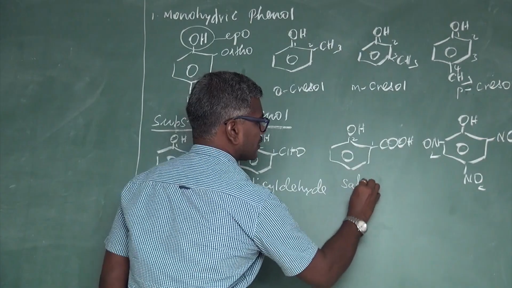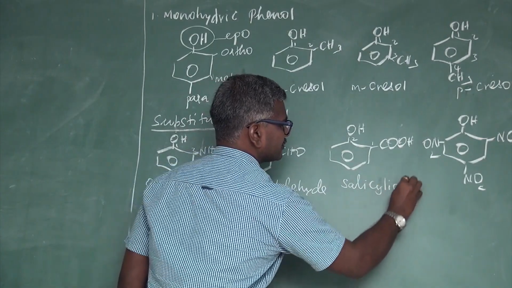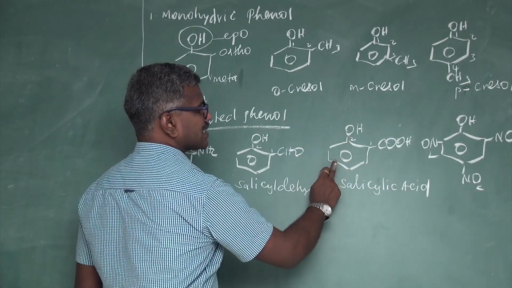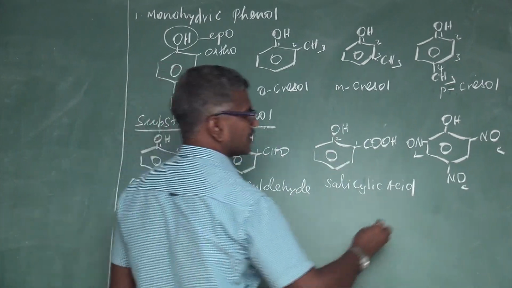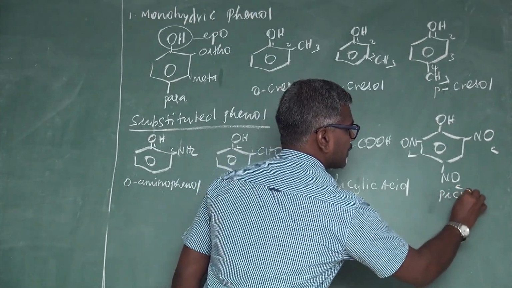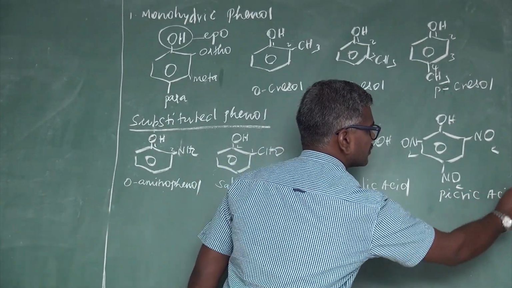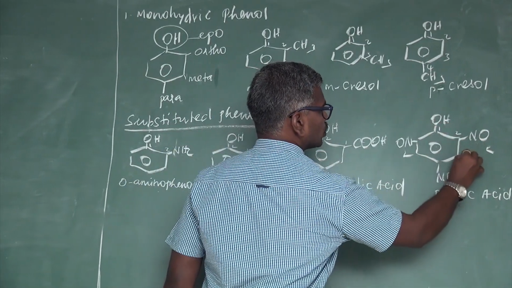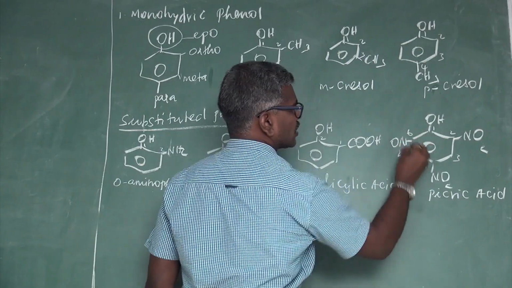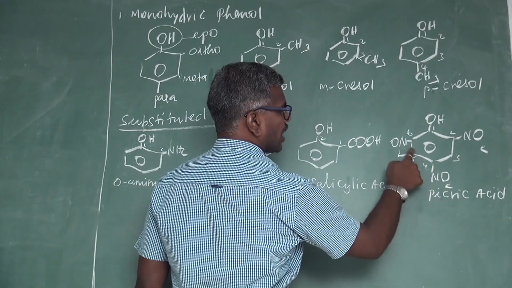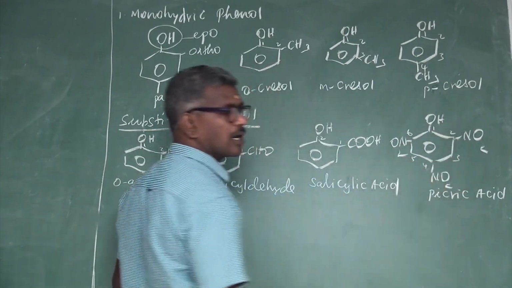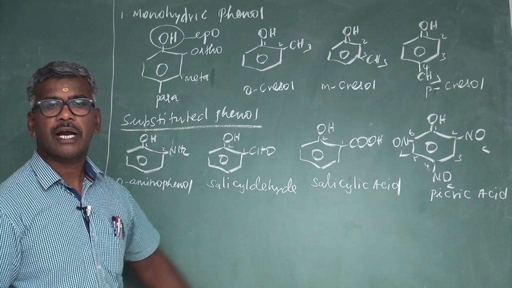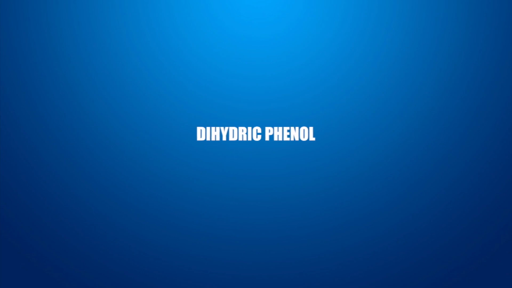This name is salicylic acid. IUPAC name: 2-hydroxybenzene carboxylic acid. This name is picric acid. This one is an explosive compound. IUPAC name: numbering 1, 2, 3, 4, 5, 6, 2,4,6-trinitrophenol. These are examples of substituted phenol. Another one is dihydric phenol.